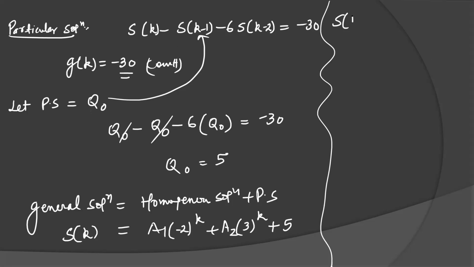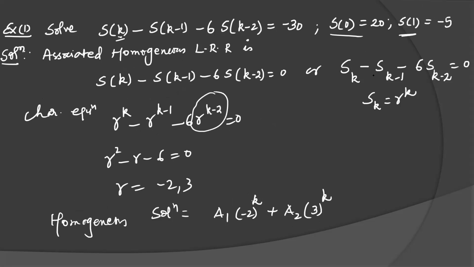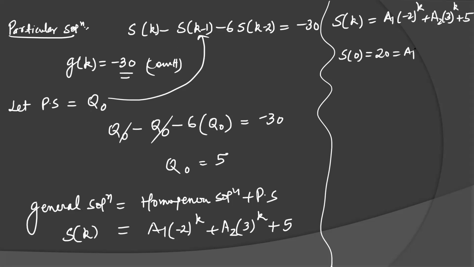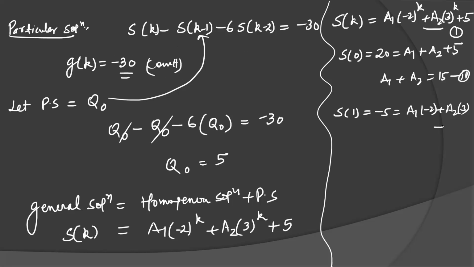Now Sk is given as a1 (-2)^k plus a2 3^k plus 5. S0 is given as 20, so put 20. It will be a1 times (-2)^0, which is 1, plus a2 times 3^0, which is 1, plus 5. So a1 plus a2 equals 15. Call it the first equation. And S1 is given as minus 5, so minus 5 equals a1 times (-2) plus a2 times 3 plus 5. Call it the second equation. Solve these two and you will get a1 and a2.